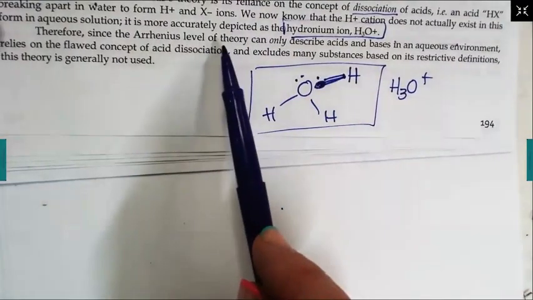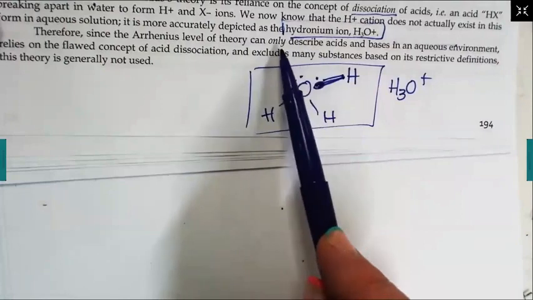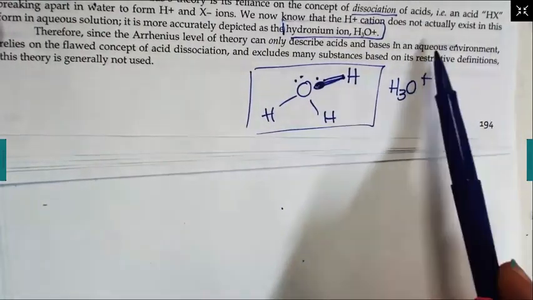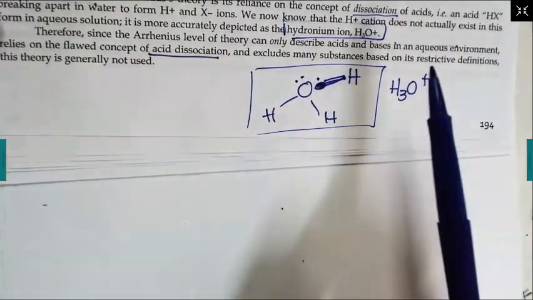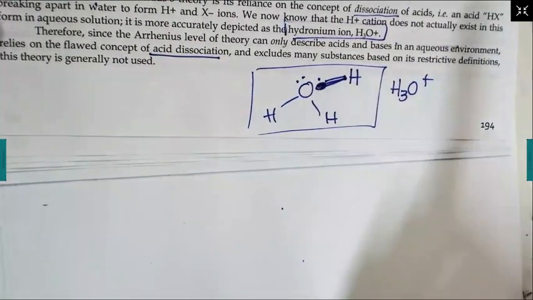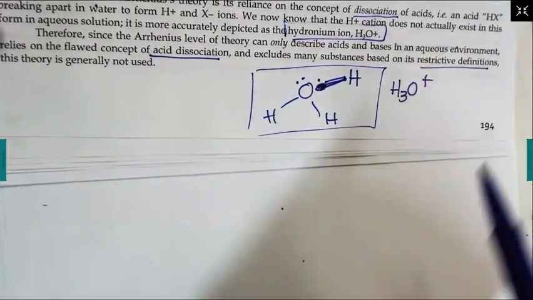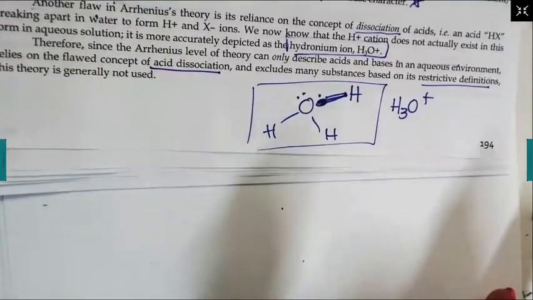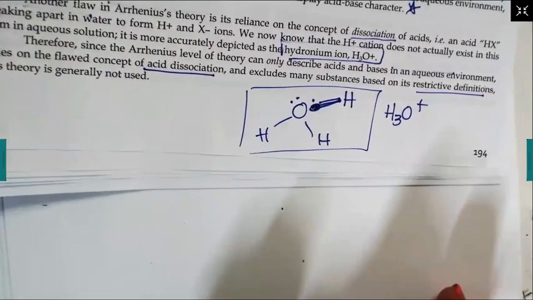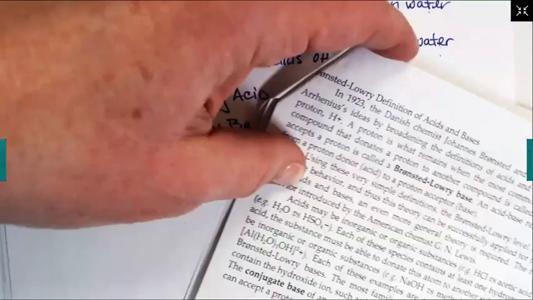Therefore, Arrhenius level theory can only describe acids and bases in an aqueous environment, relies on the flawed concept of acid dissociation, and excludes many substances based on its restrictive definition. It's generally not used, but you should be able to recognize it. Not used. Turn the page.